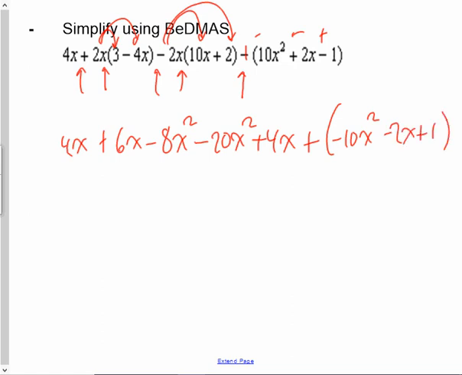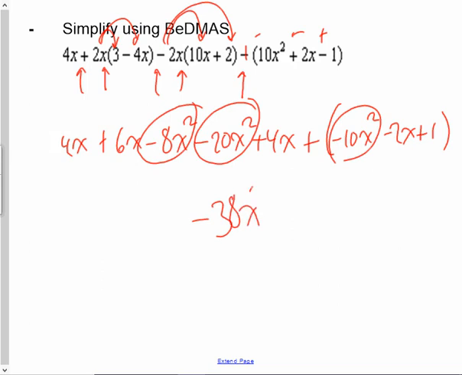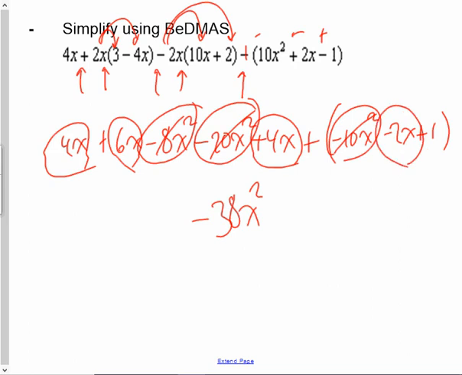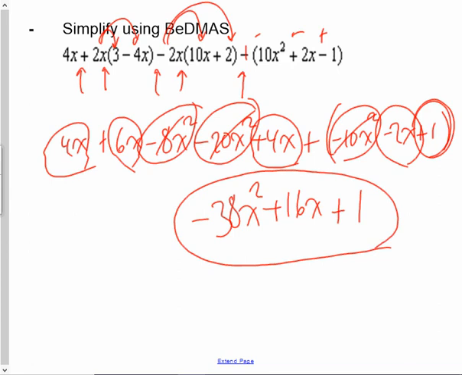So now I'm simply going to gather like terms. So I have negative 8x squared here, negative 20x squared there, negative 10x squared there, that's negative 38x squared. X squareds are taken care of. Your x's, I have a 4x and a 6x, which is 10x, 14x, 16x, which is a positive 16x. And I only have one constant, it's right here. So the answer is going to be plus 1, and that trinomial is the solution to the last question.